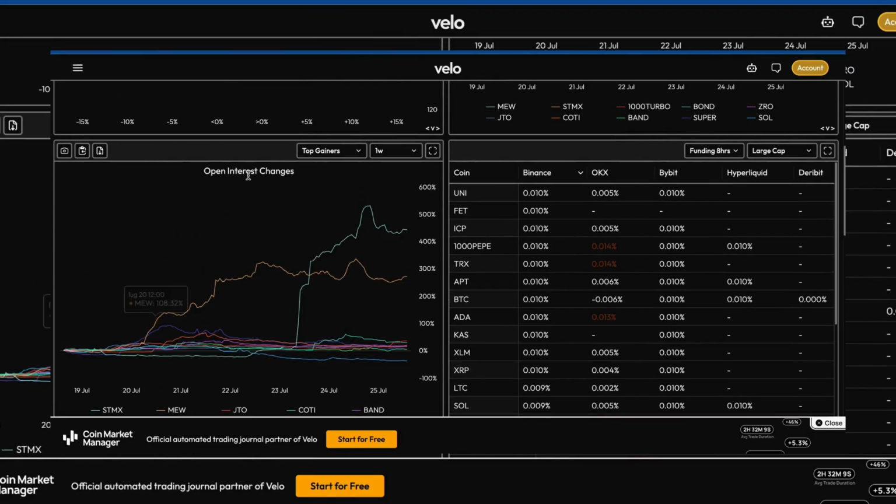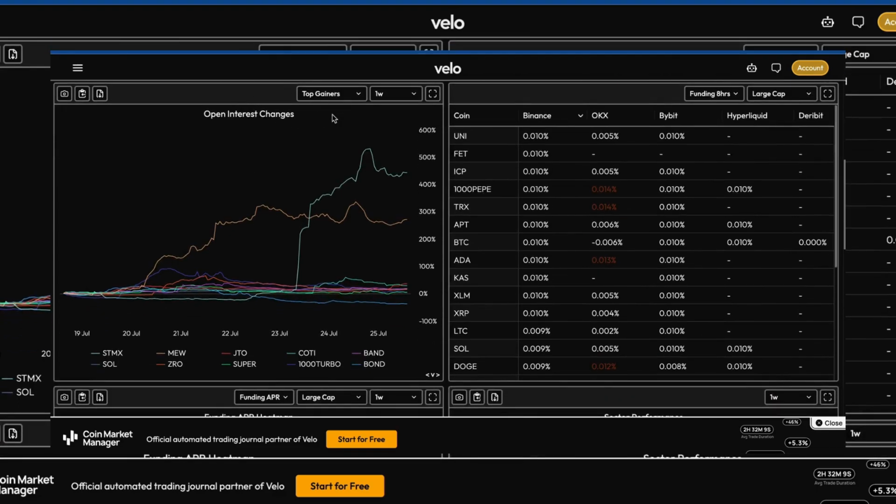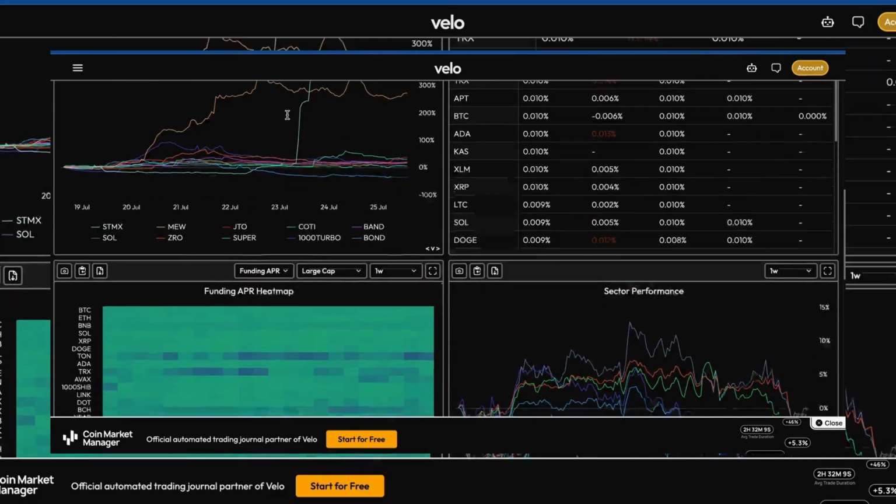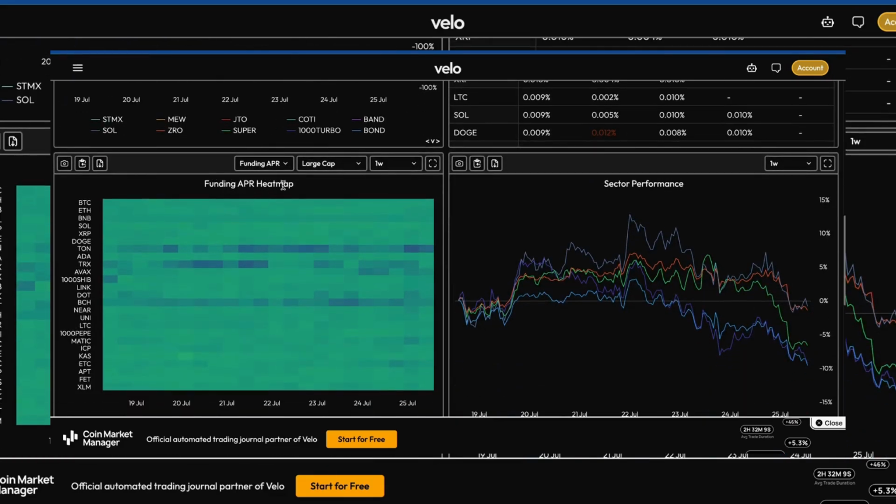We can check that thanks to the Velo Data app, which gives us open interest changes, as well as a funding APR heat map. The funding APR is very important, because it tells us how many traders are actually investing in a specific coin. As you can see, on the left side I'm watching Bitcoin, Ethereum, BNB, Solana, XRP, Dogecoin, Toncoin, ADA, TRX, AVAX, and so on.